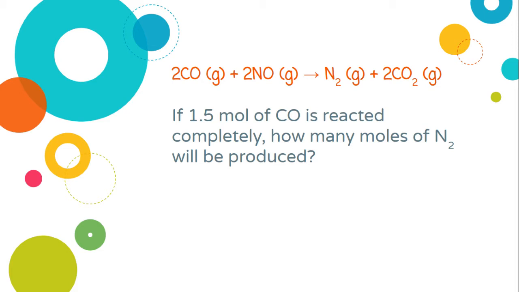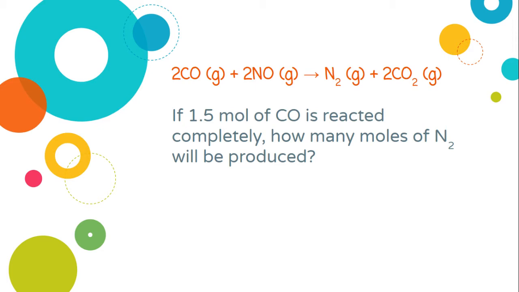Our example problem says, if 1.5 moles of carbon monoxide is reacted completely, how many moles of nitrogen will be produced? As I mentioned, we're going to be using the dimensional analysis method. In this method, we're going to introduce consecutive conversion factors until we get to the unit that we want. The unit that we have is 1.5 moles of carbon monoxide. The unit we want is going to be moles of nitrogen.